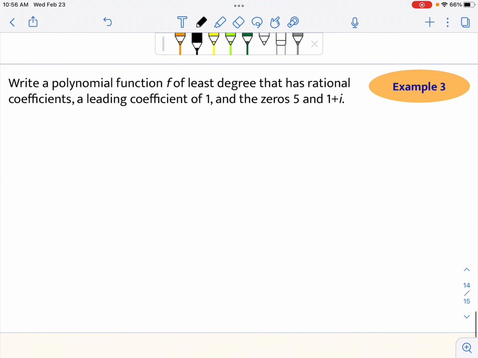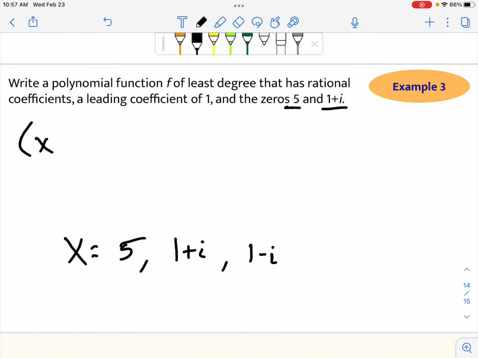Last one, a little bit trickier. We have a 0 at 5 and at 1 plus i. So we know when it's all done, we need a solution at 5. And again, we know that we would need 1 plus i as a solution and 1 minus i as a solution. Now, this is where it gets a little bit tricky again. I mean, the 5 is no big deal.